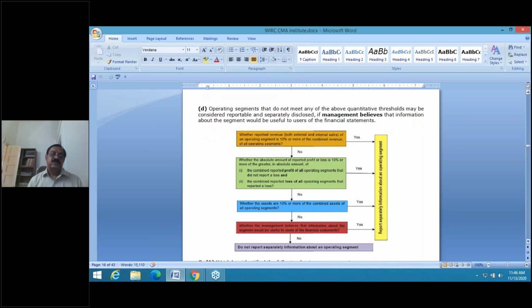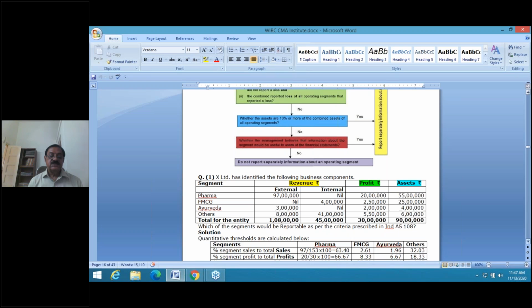Whether the reported revenue, both external and internal sales of an operating segment, is 10% or more of the combined revenue of all operating segments. Yes, it is reported. No, go to the second criteria, which is the profit or loss criteria. If that is fulfilled, then it is reported. If that is also not fulfilled, go to the third, 10% of assets. If the first and second are not fulfilled but the third is fulfilled, then also it will become a reportable segment. But if the third is also not fulfilled, then you have to go to the fourth, management discretion. Whether management wants to show it separately. Yes, then it will be reportable. But if management does not want to show it separately, then it will not be a reportable segment.